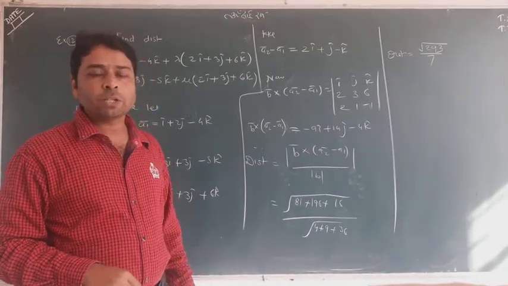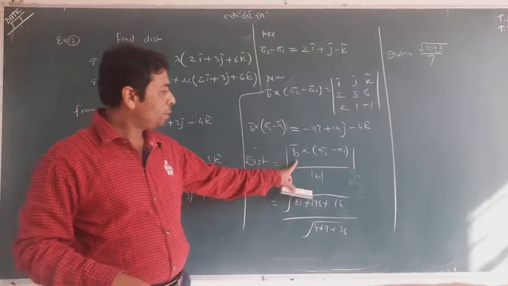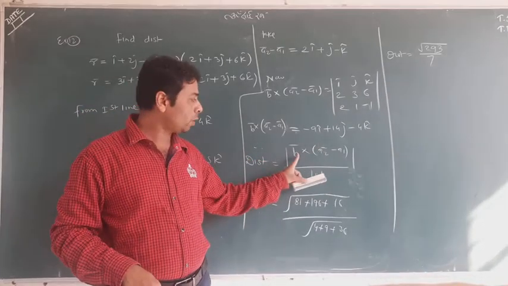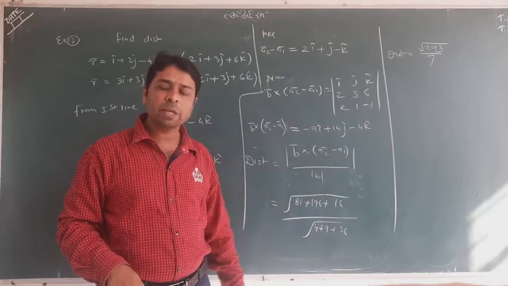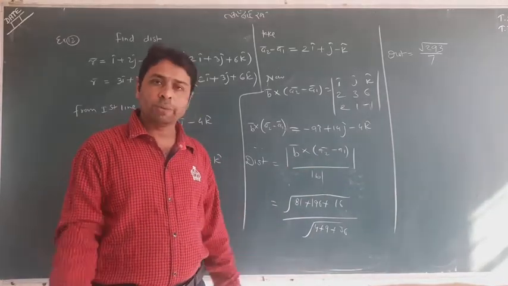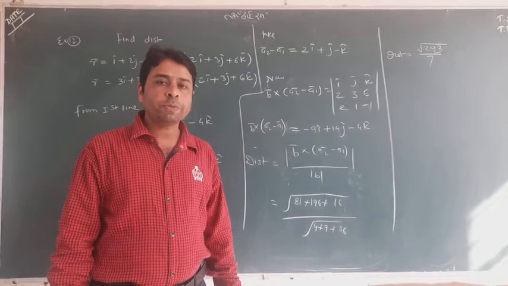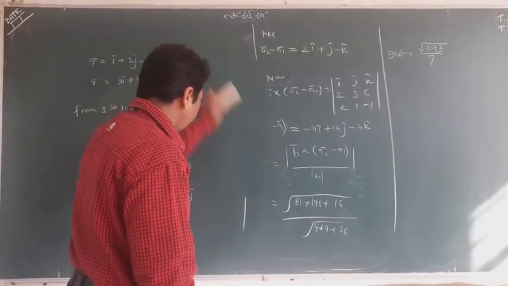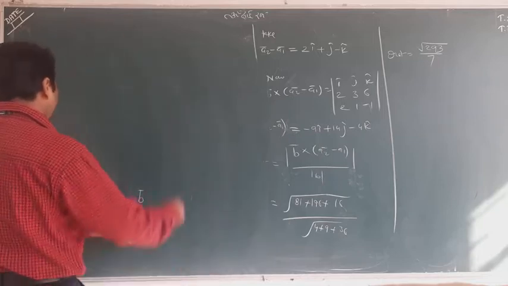So I don't think this is a tough one, it is a very easy thing. B cross (A2 minus A1), you find out first. You first find A2 minus A1, then you find B cross (A2 minus A1), then find its mod and put up the values. So this is the distance between two parallel lines. Okay, so keep remembering this thing.